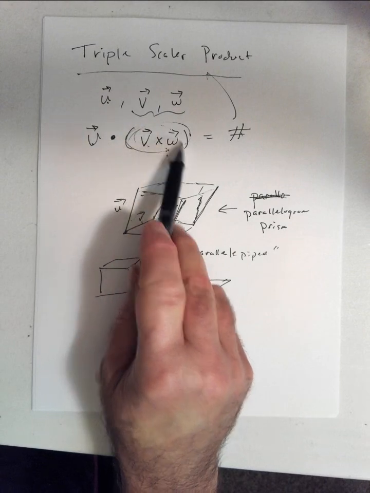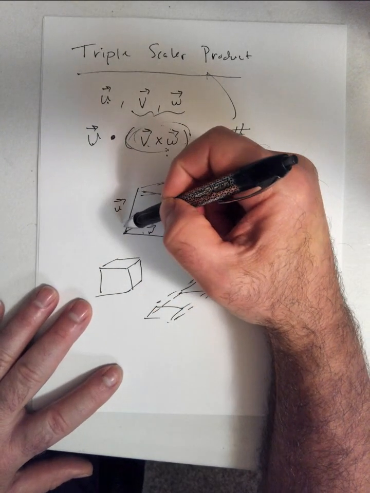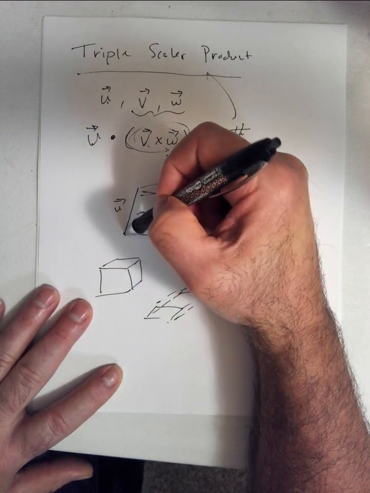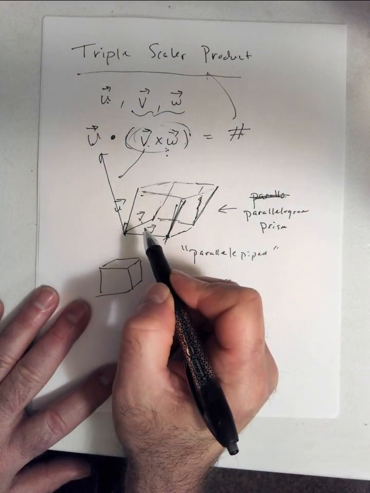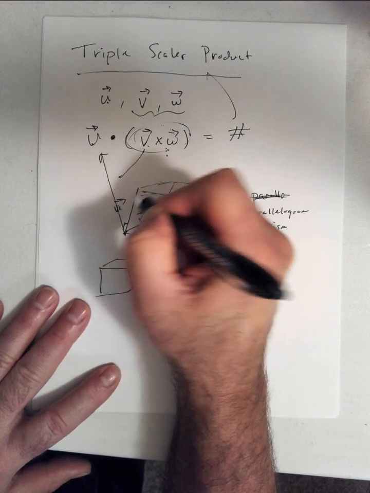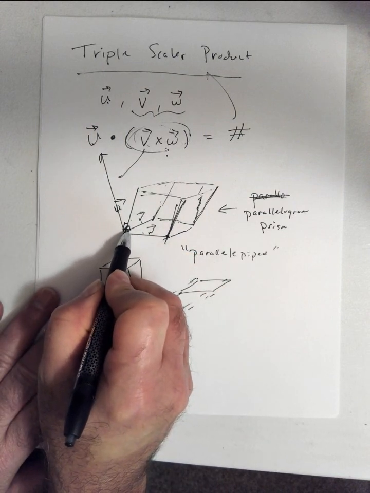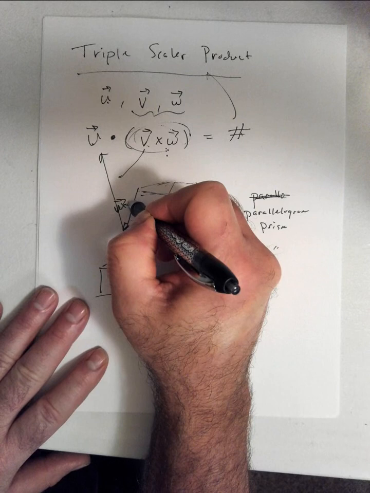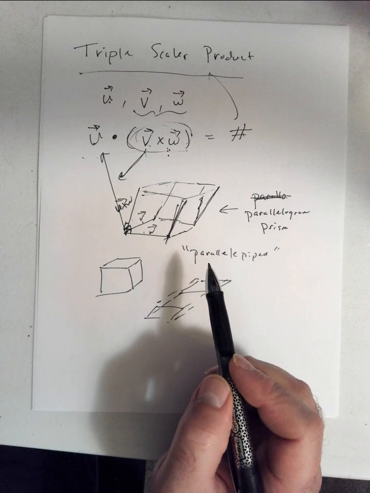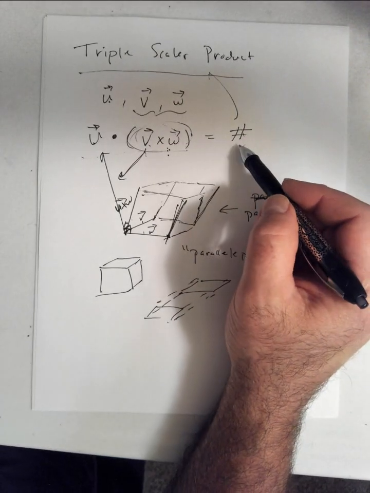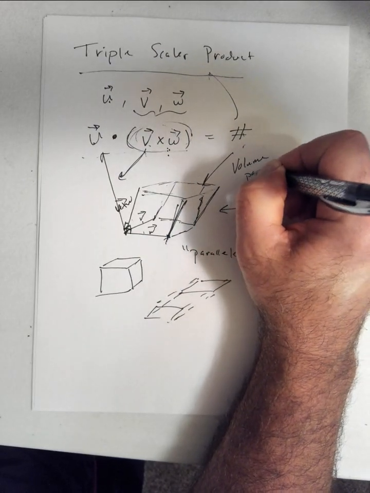So remember what u cross v has to do. U cross v has to be this vector that is perpendicular to both u and v. Oh, I'm sorry, v cross w. So it's perpendicular to that one, and it's perpendicular to that one. So this becomes that vector, perpendicular to both. When we perform this action, we get a number, and that number, believe it or not, is the volume of the parallelepiped.